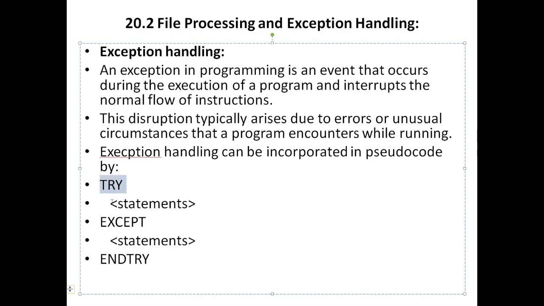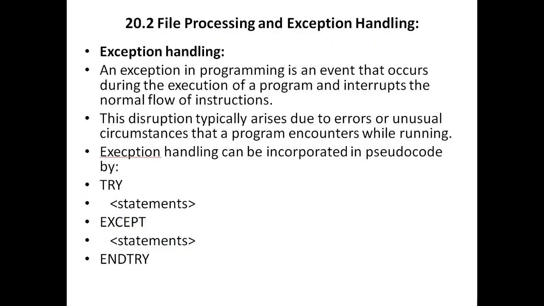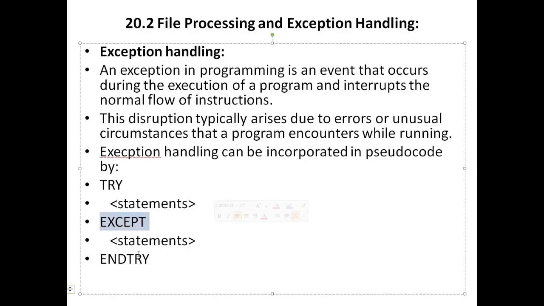For example, you try and write your statements over here. So first of all, your code is going to try whatever line or lines of code is written over here, and then you write except and write statements. If an error occurs, then it will go towards this except statement, whatever is written over here. Otherwise, it will run smoothly and do whatever is written in these statements, and at the end we write end try.